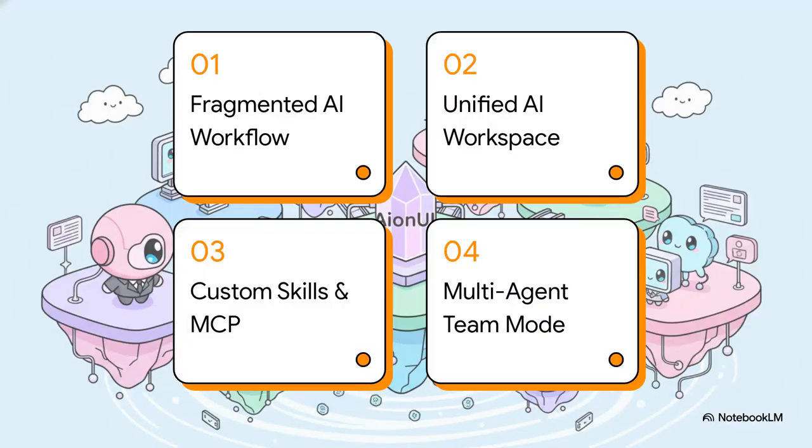Here is our roadmap for today. 1. The fragmented AI workflow. 2. One unified AI workspace. 3. Custom skills and MCP tools. And 4. Multi-agent team mode.